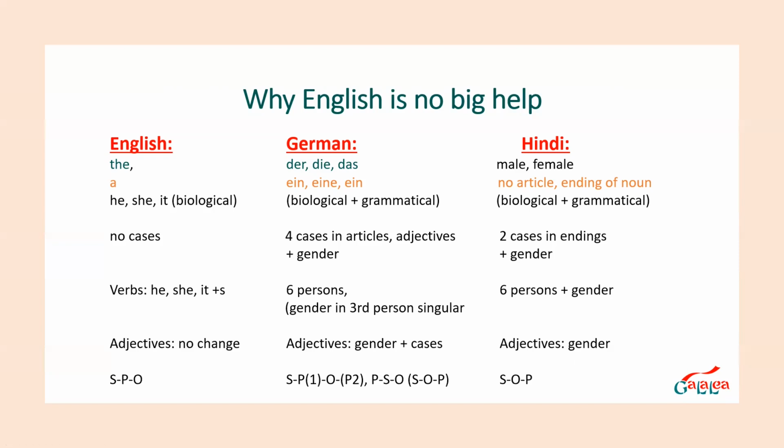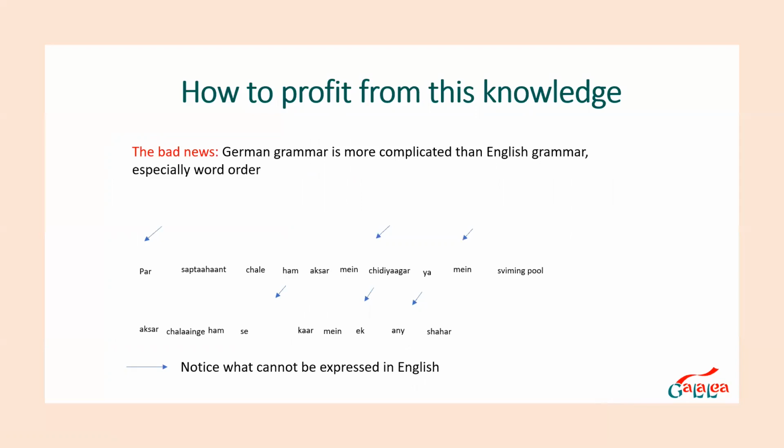And last but not least, the word order. Word order in English is clear, subject, predicate, and object. In Hindi, it is clear, it's subject, object, and predicate. But German has a wide variety of possibilities and is a little bit complicated in this part. This implies the bad news is German grammar is more complicated than English grammar, especially word order, as we have seen. But the good news is German grammar is not as sophisticated as Hindi grammar.